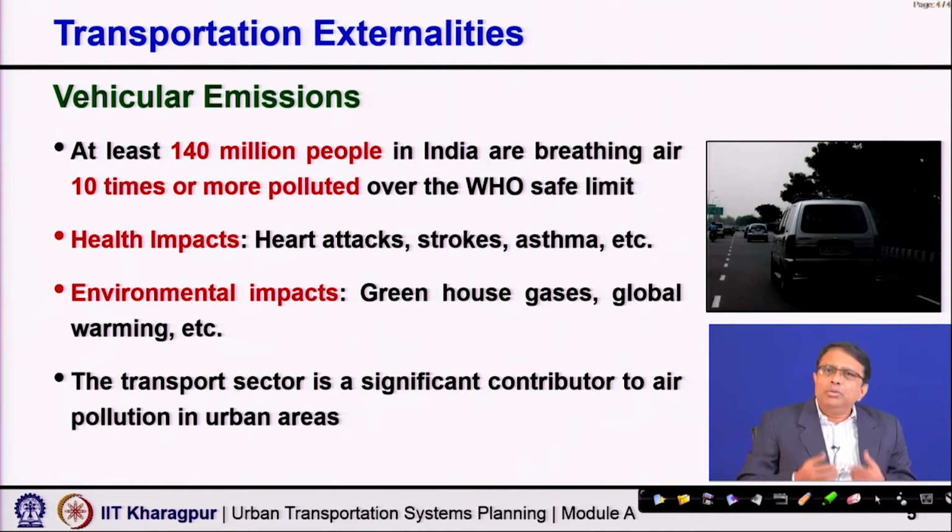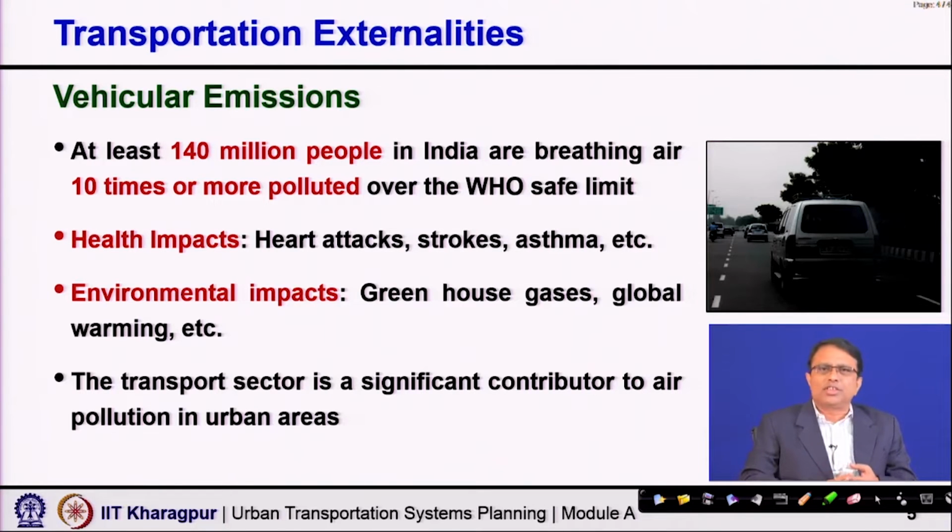So, why do we in transportation planning or urban transportation care about cities? Because of the last point that I indicated here. The transport sector is a significant contributor to air pollution in urban areas, because there are many sources of air pollution. I will not really go into details of that, because that is not really important for this course.